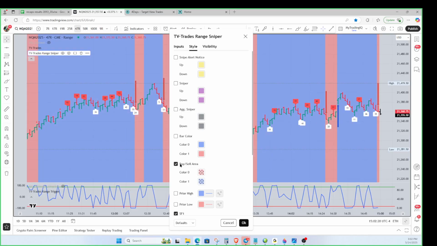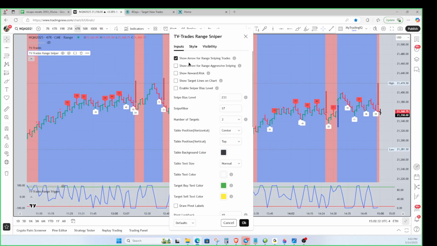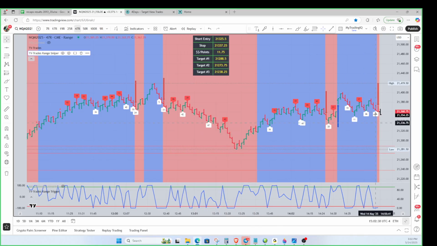That's why it gets so dark. The buy sell area is exactly the same. But you can turn on the target lines right here. Okay, if you turn on the target lines, then it gives you the targets like that.